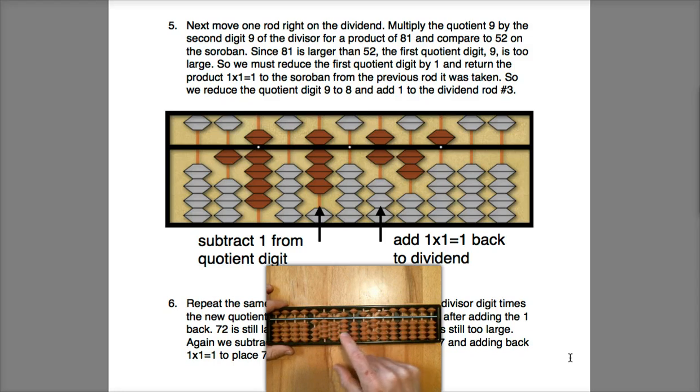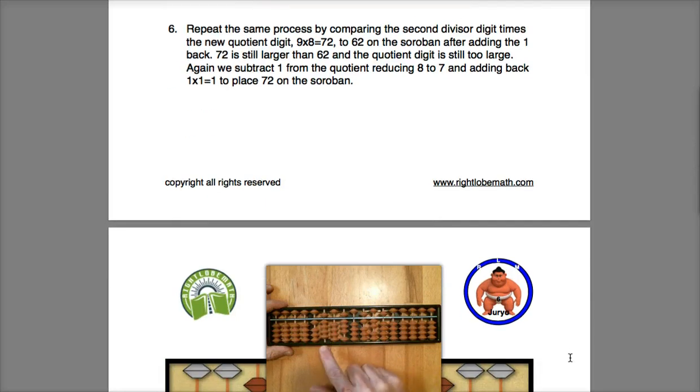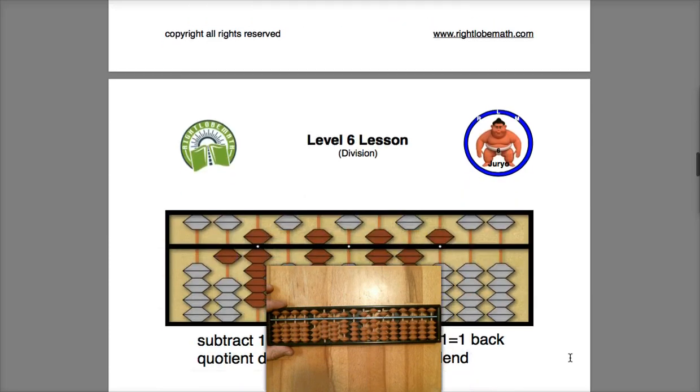So what I'm going to do is take 1 away from my quotient, and I'm going to add back 1 times 1, which is 1, to the Soroban. So now I'll have 62. Okay, so I'm going to repeat my process and look at 9 times 8. Well, 9 times 8 is 72, but that's still larger than the 62 that I have on the Soroban.